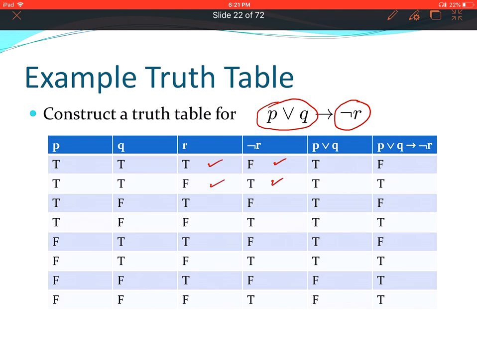P or Q is a straightforward application of the connective. Remember, for the disjunction, only one of them has to be true. We look over here and we see that P is true and Q is true, therefore P or Q is true. And for the second column, they're both true, so P or Q is true. The third column, P is true and Q is false, but for disjunction, that's enough to make it true. And only where Q and P are both false is P or Q false.